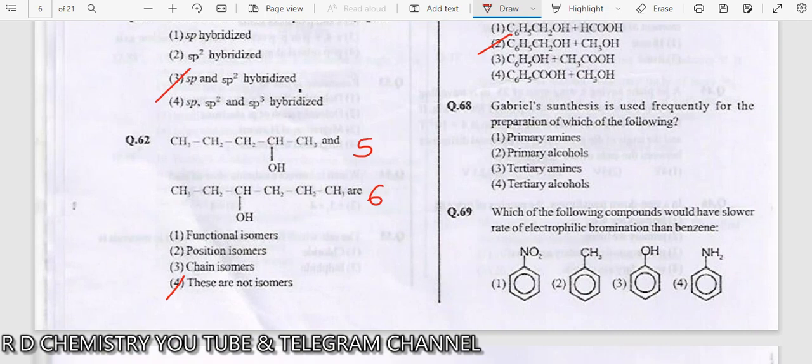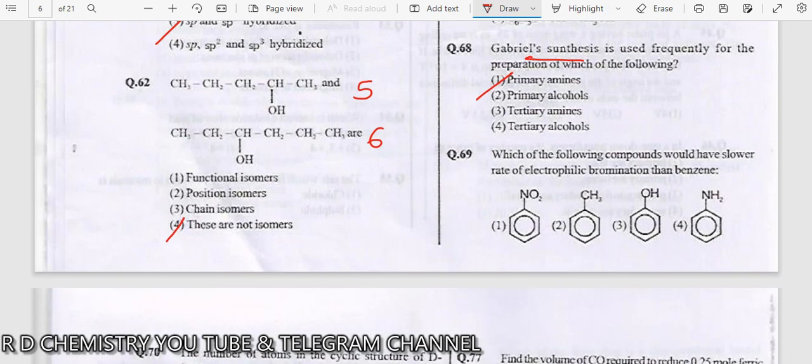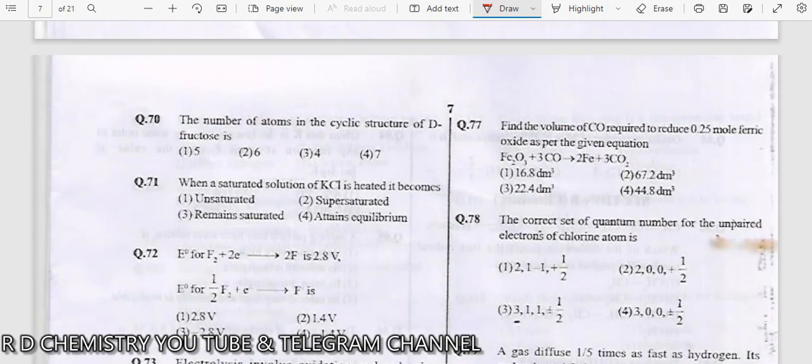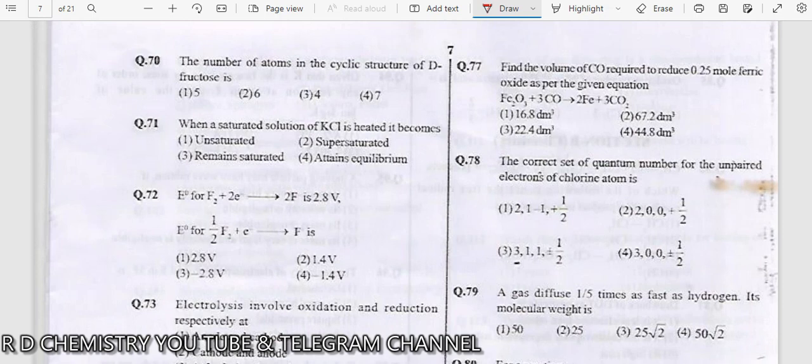Question number 68, Gabriel phthalimide synthesis from the amine chapter. Answer is option number 1, primary amines. Question number 69, which one has a slower rate of electrophilic bromination than benzene? Answer is option number 1, electron withdrawing group, nitro group is there. Question number 70, number of atoms in the cyclic structure of D-fructose is option number 1, a 5-membered ring it is.